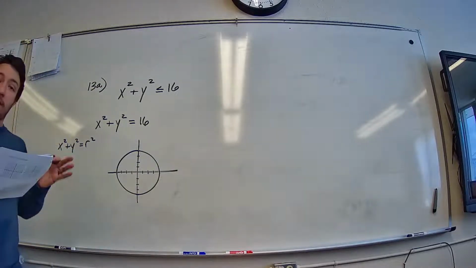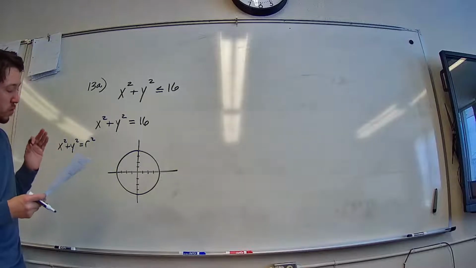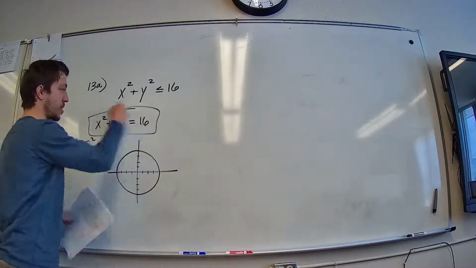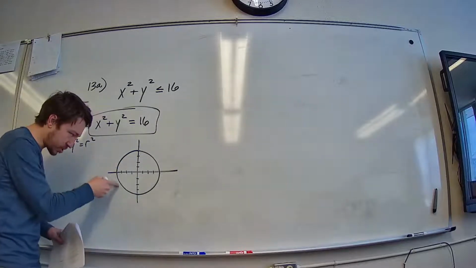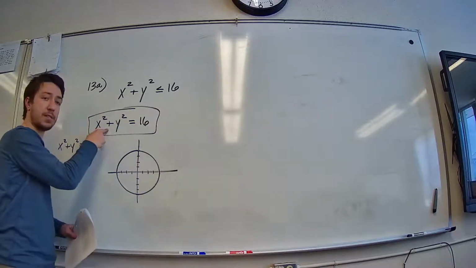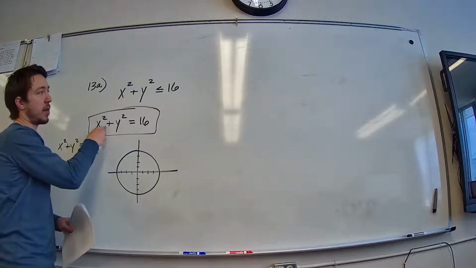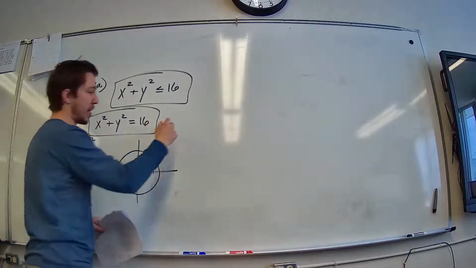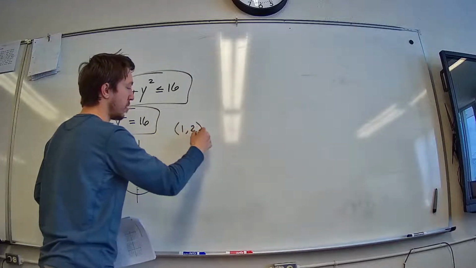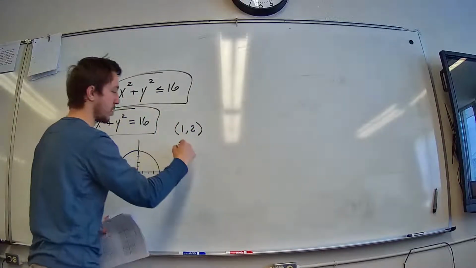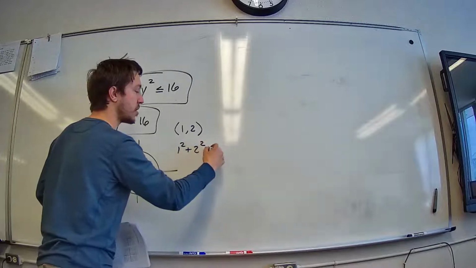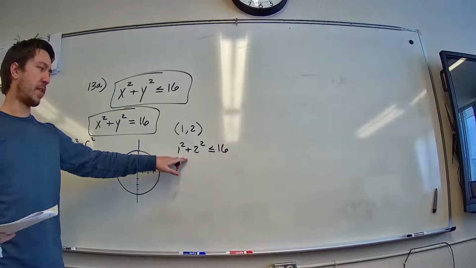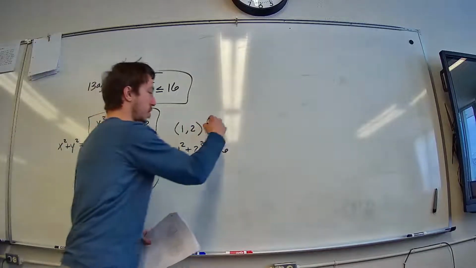Okay. The interesting part, though, is this is not the answer to the question. If the question had said what points satisfy this equation, we'd be done. You have to live on this circle somewhere in order to satisfy this. But the question's actually asking for the set of points that satisfy this. So how about a point like 1, 2? Does 1, 2 satisfy this? Let's see. The nice thing is it's easy to check. True or false statement? True.